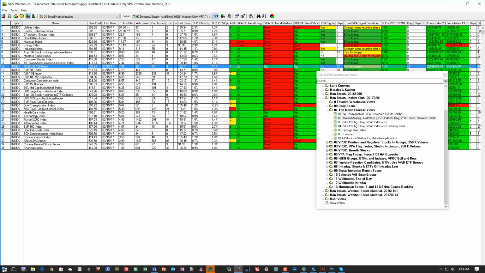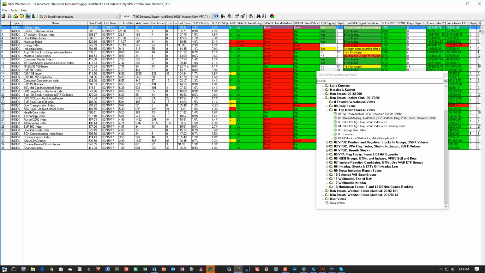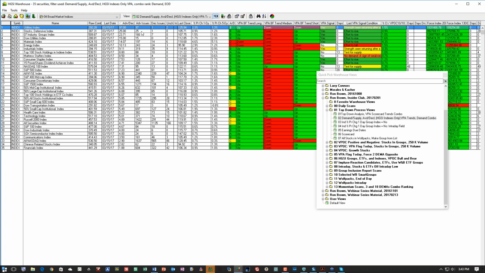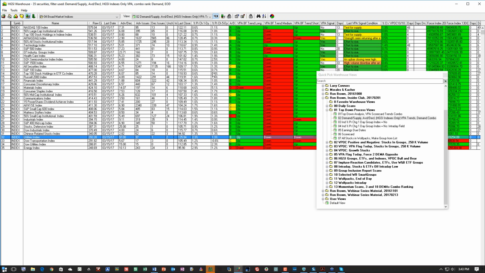Now, if I sort on advancing issues versus declining issues, look where the advancers dominated today: utilities and defensive. Utilities primarily, probably because of the slight rate increase, so those are yielding stocks primarily. You get all this information just by looking at these indexes, okay? I don't think you really need much more.